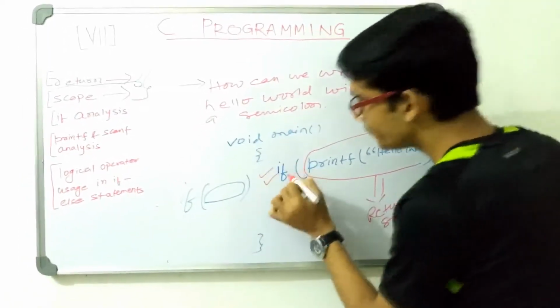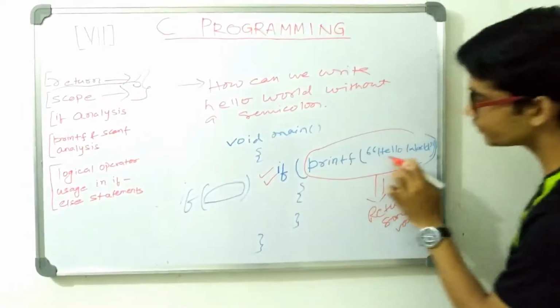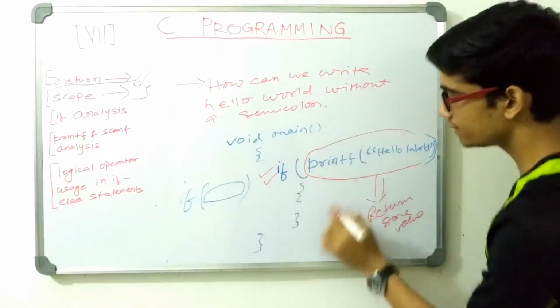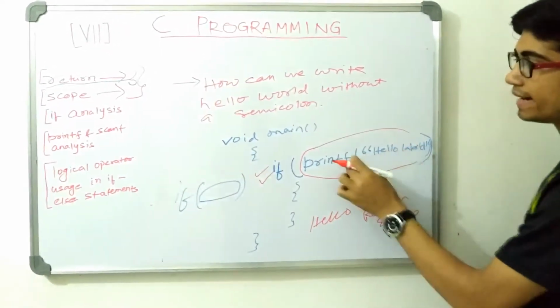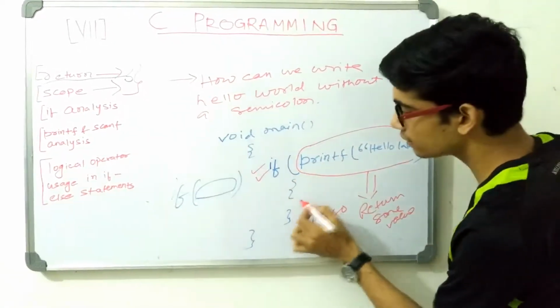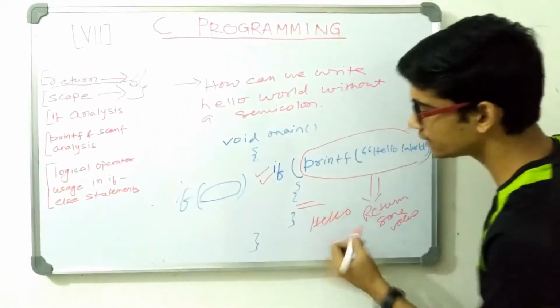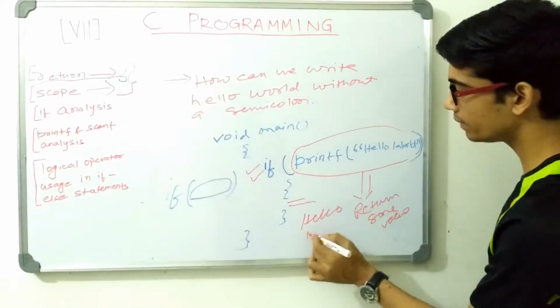So if is true, and if it's true, then this printf will also execute. Under this parenthesis, the output will come: hello. Okay, this will be executed and it has returned now. So if it's true, what is under the scope of it? Nothing will be printed, and then we get hello world printed.